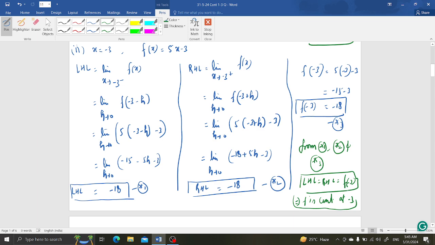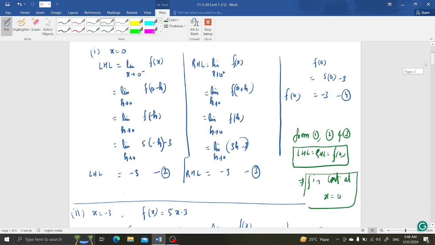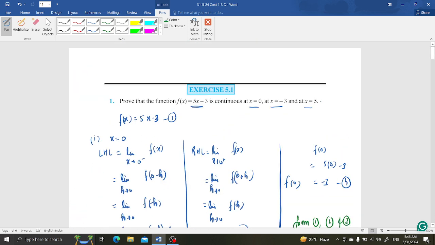So the third part is your homework. What is your third part? The third part is at x equals 5, you need to check that the function is continuous. We need to prove it. Now what is the meaning of this? We know the procedure, we completed it already, but what is the actual meaning of this?